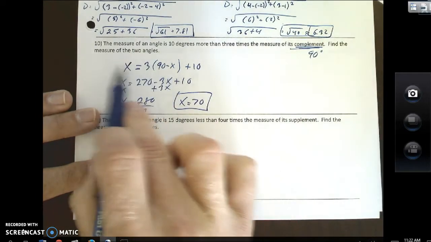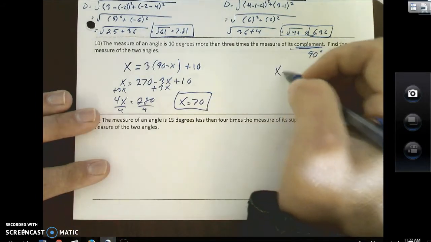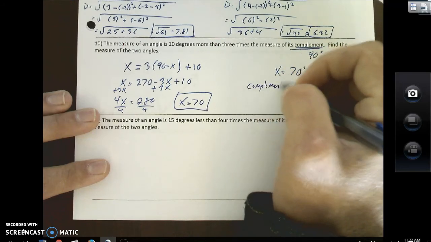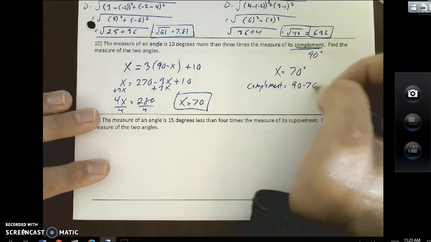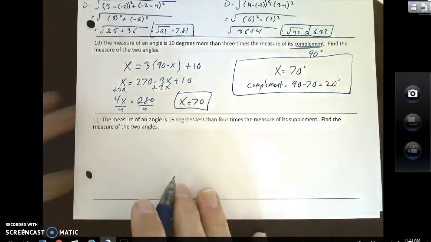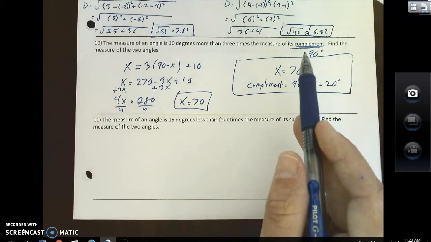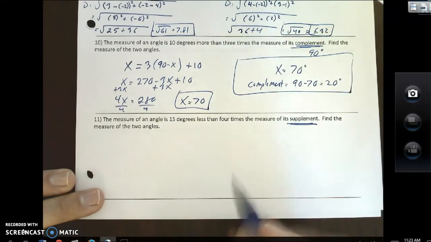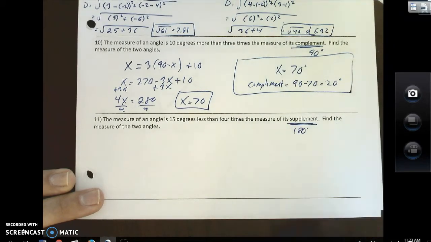Now it asks you for two angles. So one of them is 70 degrees. Its complement is 90 minus 70, which is 20 degrees. Boom. Okay? Please note the big difference from here to here. This is the thing that you need to know for your test. Supplement is not 90, but 180.